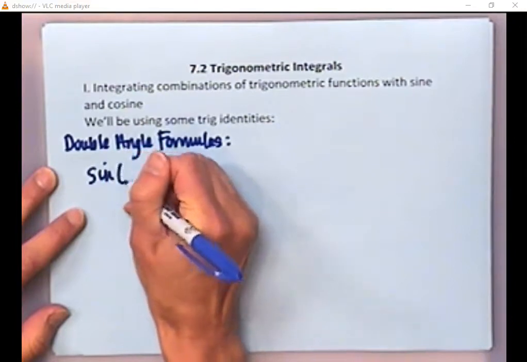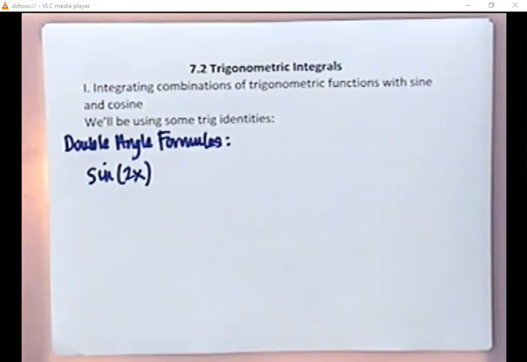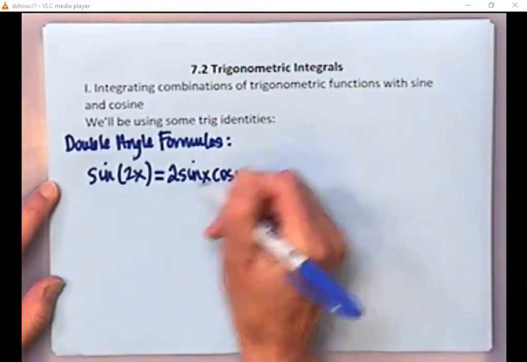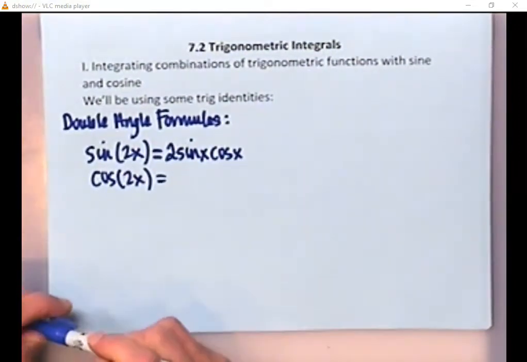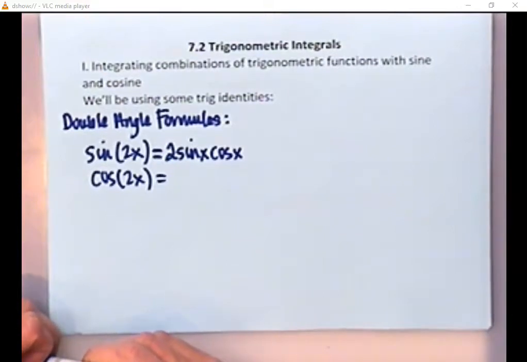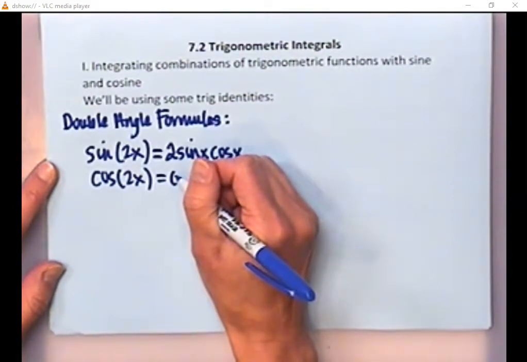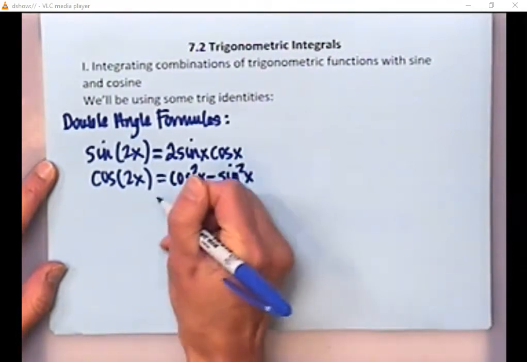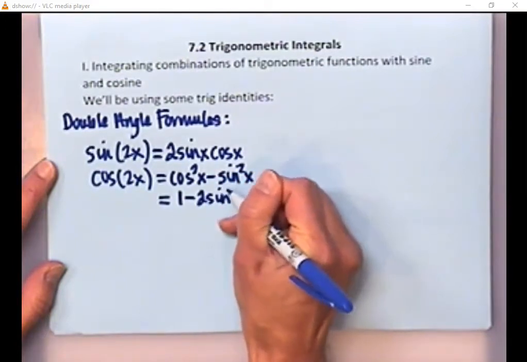The sine of 2x, called double angle formulas because they have 2x in there, so it's like double the angles. Anyone know what sine of 2x is equal to? Good, so you should know that one. So 2 sine x cosine x. You should also know what cosine of 2x is equal to. This is the one that has a couple options. Anyone remember any of them? Cosine squared minus sine squared, right? That's one of them. What else could it be? 1 minus 2 sine squared, good.